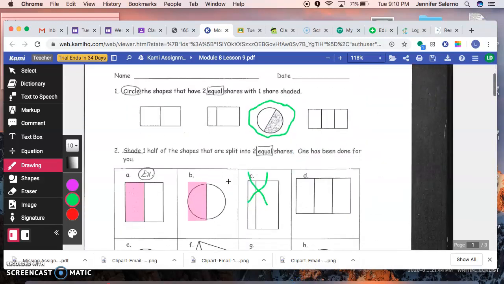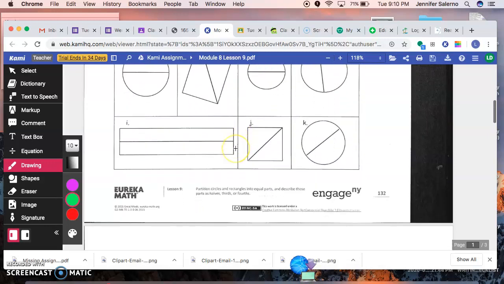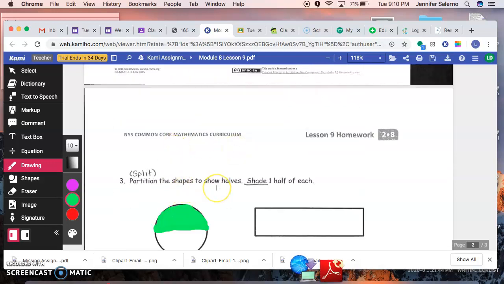So again, a lot of practice with making sure that our shapes have equal parts in order to be a fraction. And you're also practicing how to split these shapes now into equal parts, into halves, and shading that one part to show 1/2.